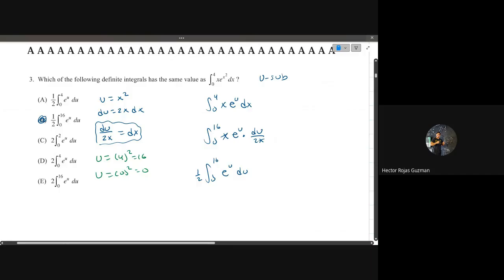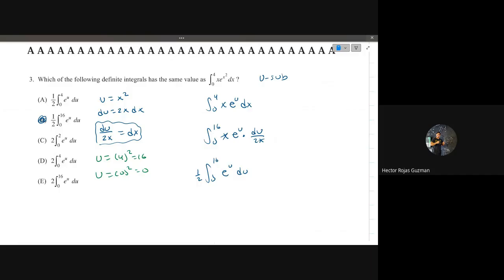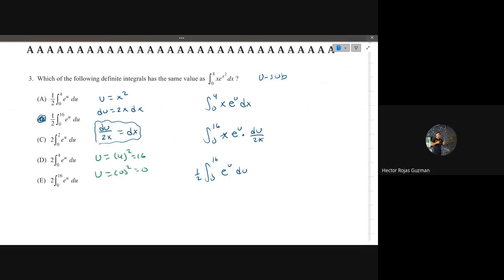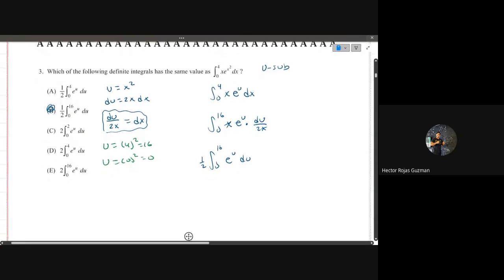Be really careful with this question, because if you don't change the limits of integration, you could think that it's a, but that's wrong, since all we're doing is just trying to set up the integral. Right? The limits must match the variable that we're integrating with respect to.